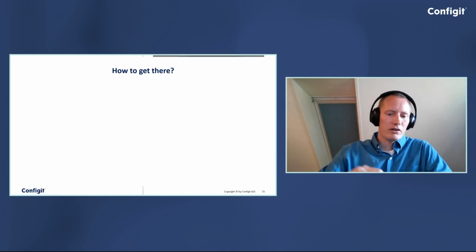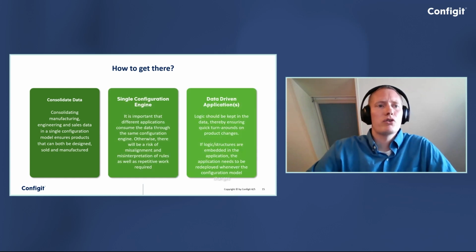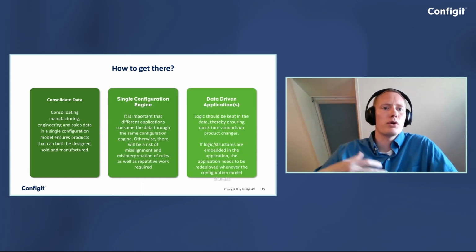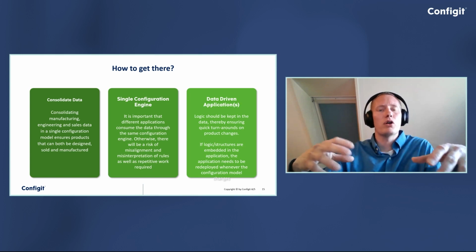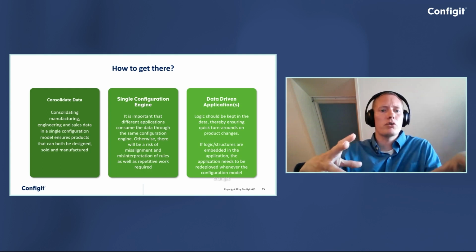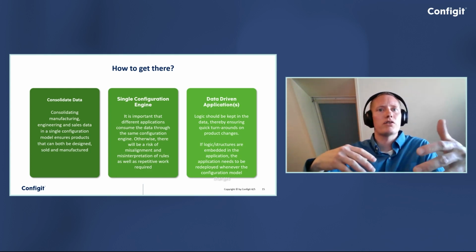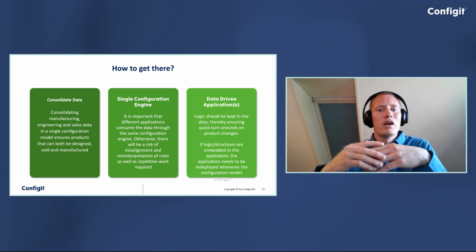And here in the end, I just quickly want to talk to the three key things that I think are important in order to build reliable and fast configurators that give your users the best possible experience. The first thing, as has also been mentioned a number of times in the earlier presentations, is to consolidate your manufacturing, engineering, and sales data within a single configuration model. Thereby you make sure that the products you expose in your configurators can be designed, can be sold, and can be manufactured in the end.